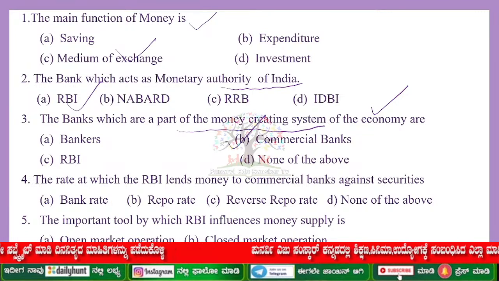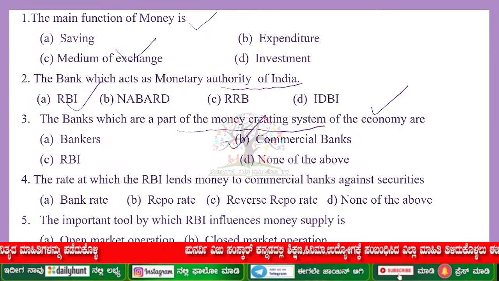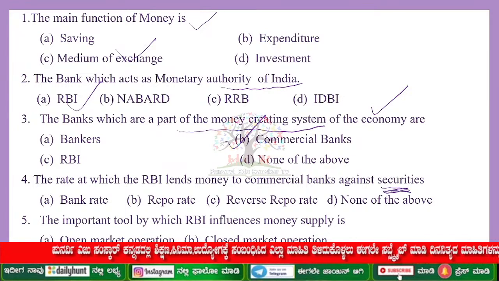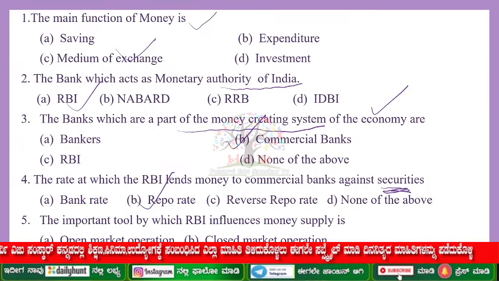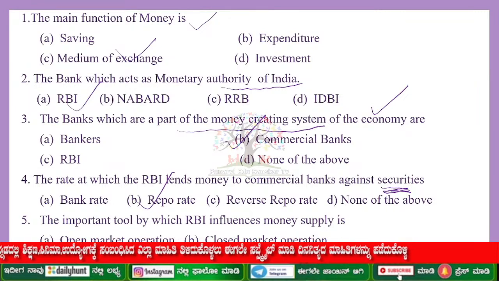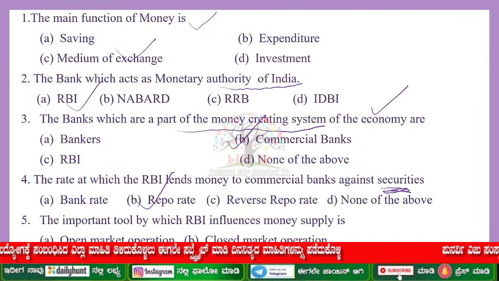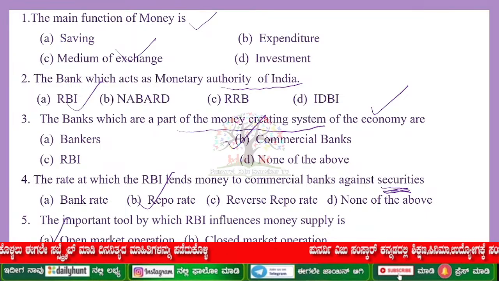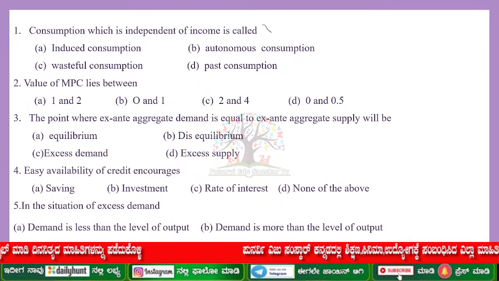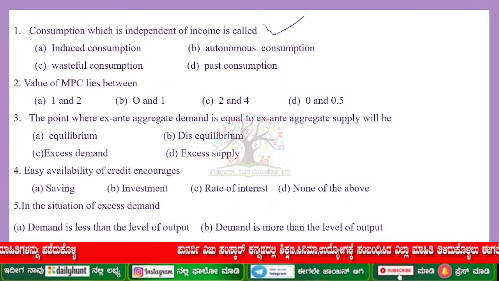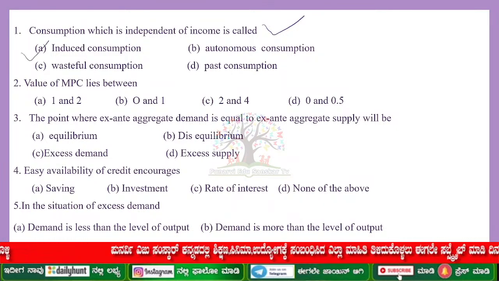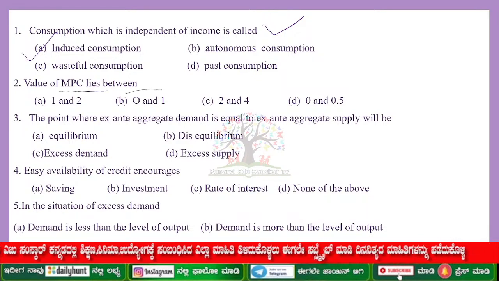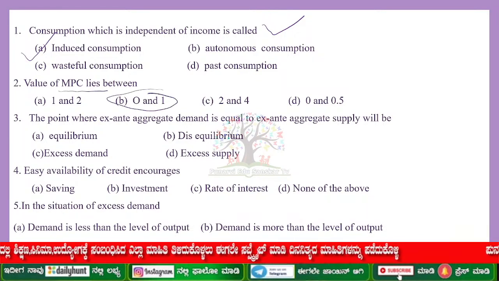The rate at which RBI lends money to commercial banks against securities, we call it repo. The important tool by which RBI influences money supply is open market operation. Consumption which depends on income is induced consumption. The value of MPC always lies between 0 and 1.